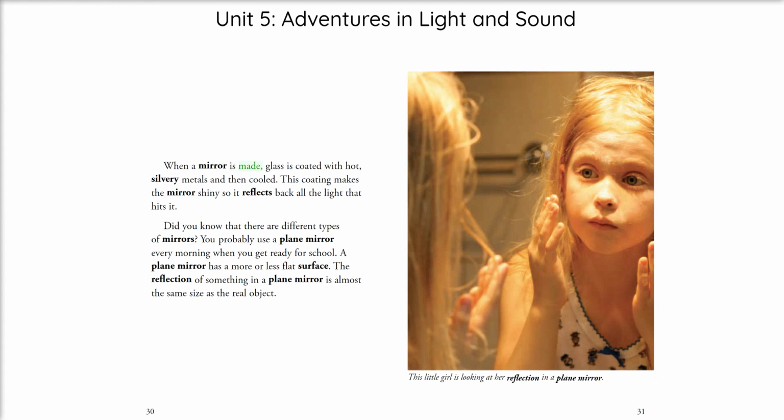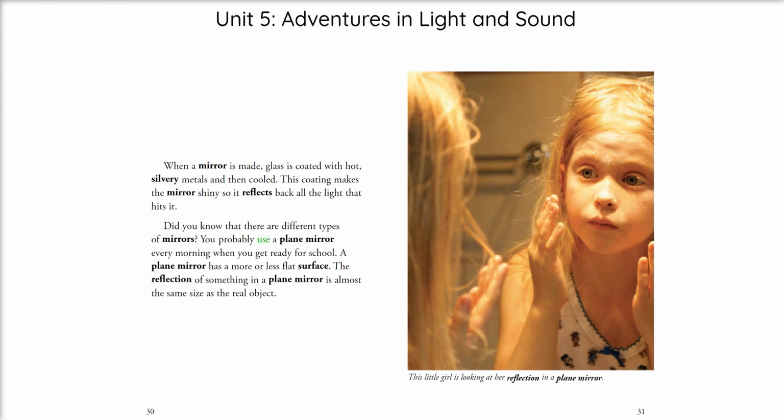When a mirror is made, glass is coated with hot, silvery metals and then cooled. This coating makes the mirror shiny, so it reflects back all the light that hits it. Did you know that there are different types of mirrors?